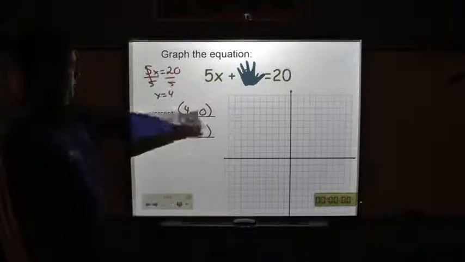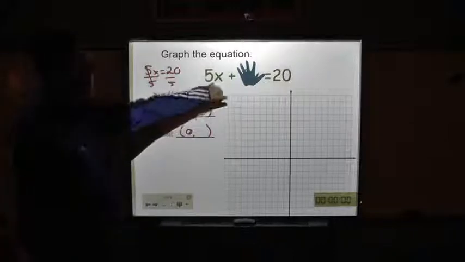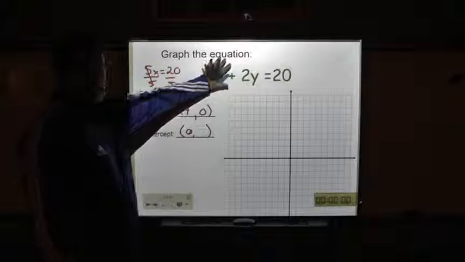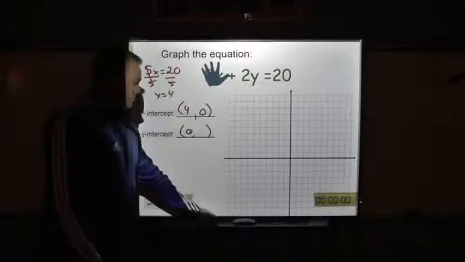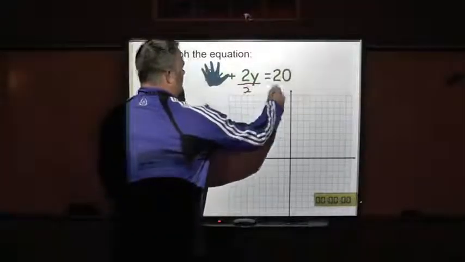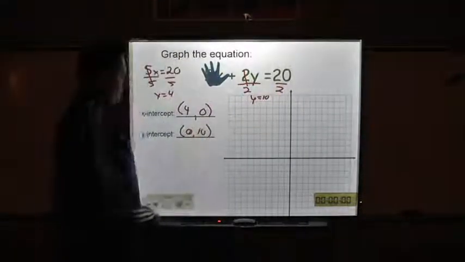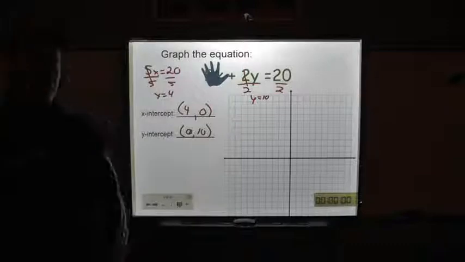Now, knowing that for the y-intercept, the x-coordinate is going to be 0, 5 times 0 is going to be 0, so that's gone. So all you have left is just 2y is equal to 20. Divide both sides by 2, y equals 10. So again, we now have both points.